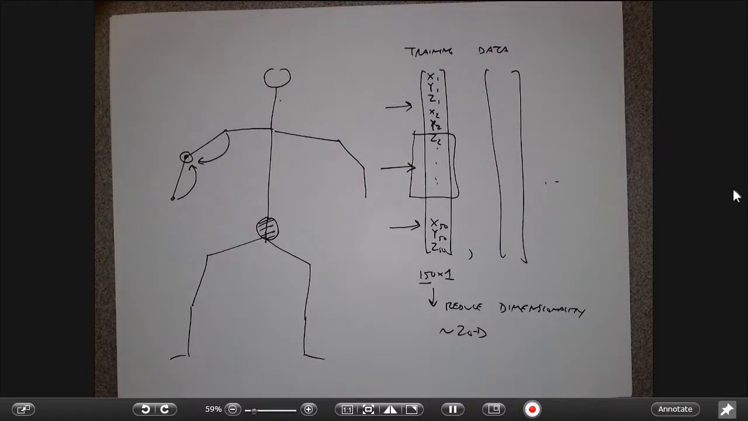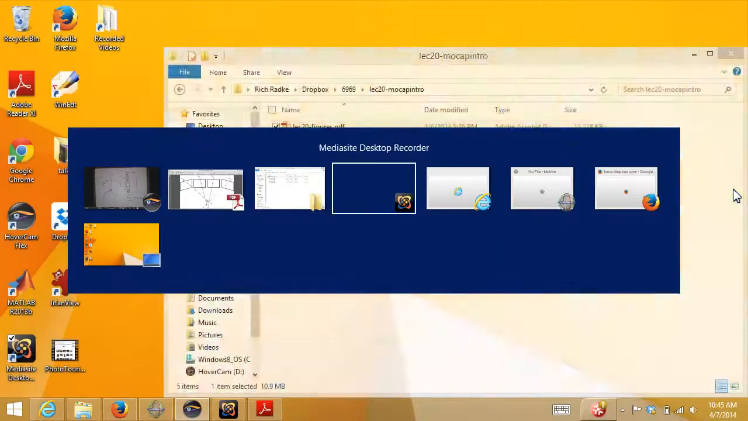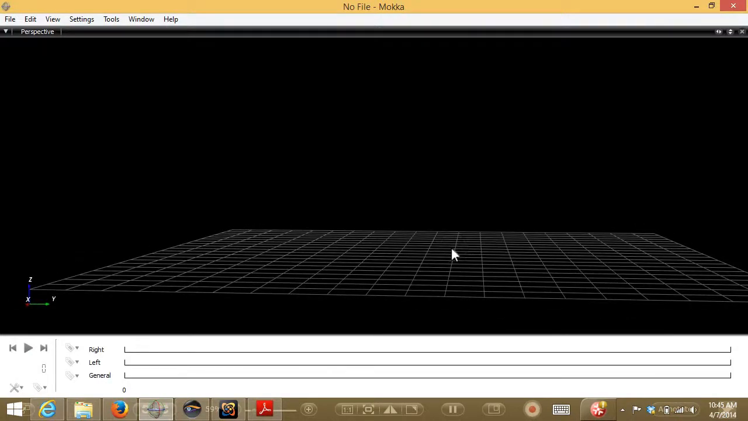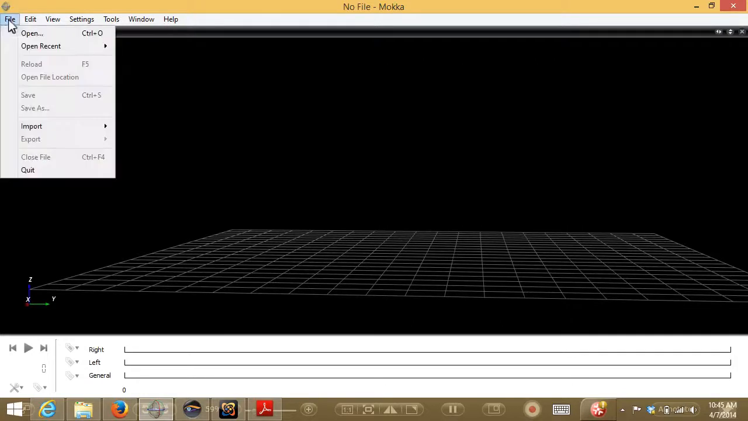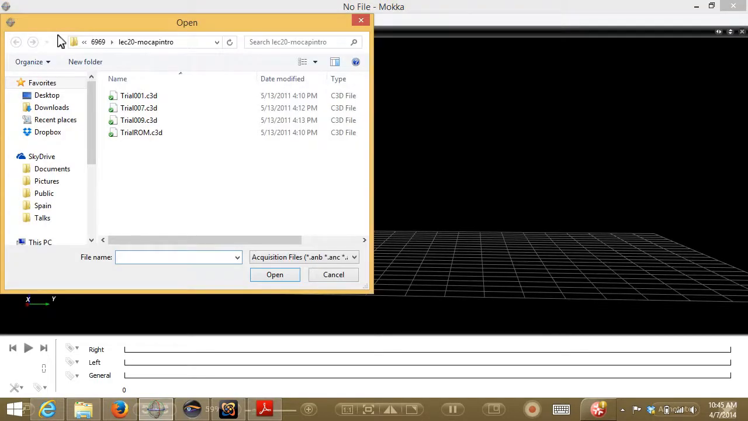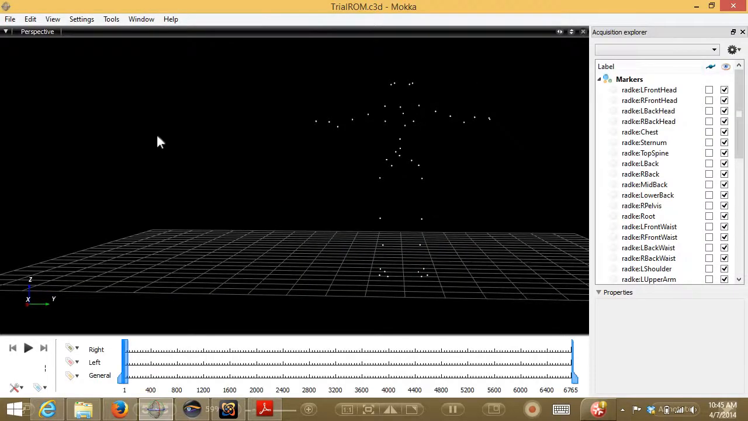So this may be a good point. Let me just show you some mocap data. This is a program called Mocha with two Ks, and I can show you some stuff that came out of my mocap session.